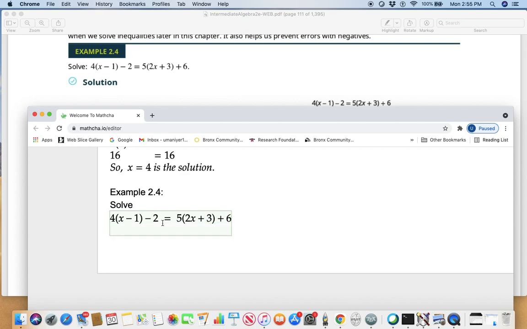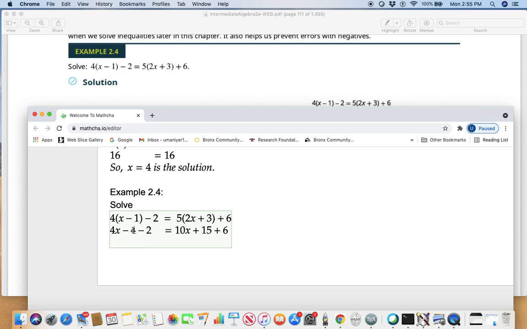Now, you have an expression on the left, you have an expression on the right. Why not simplify the left and simplify the right separately? Okay, keep the equation in between as it is, just simplify the left. This calls for distribution of the 4. 4x minus 4 minus 2 equals, this calls for distribution of 5. 10x plus 15 plus 6.